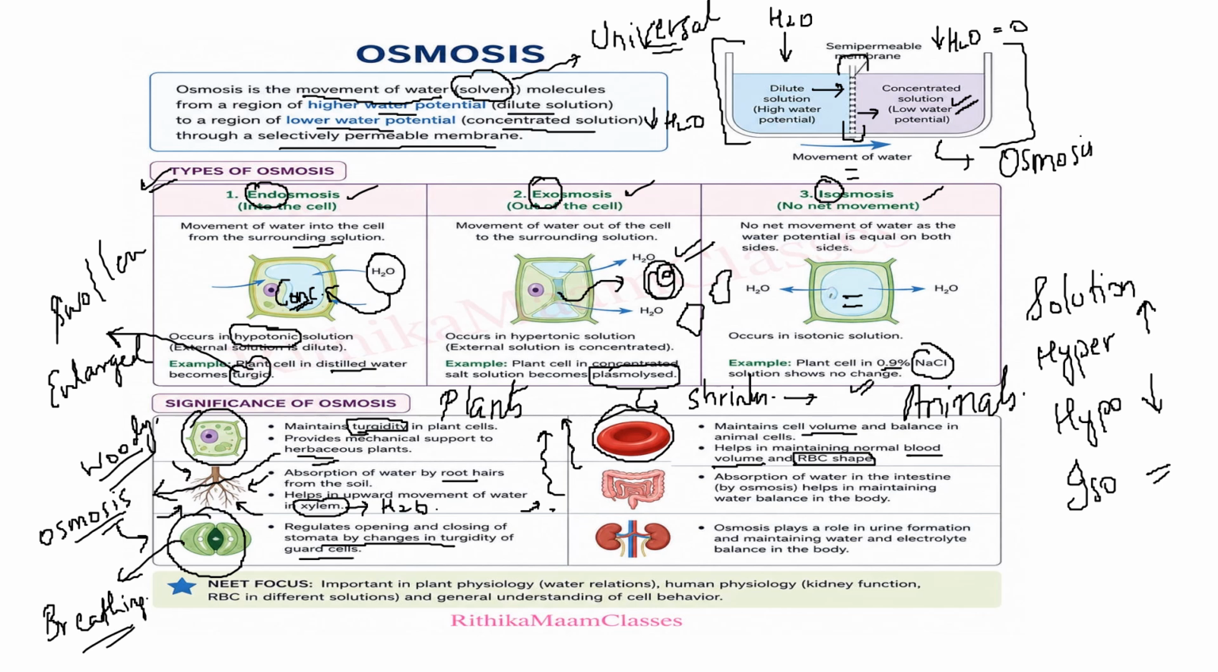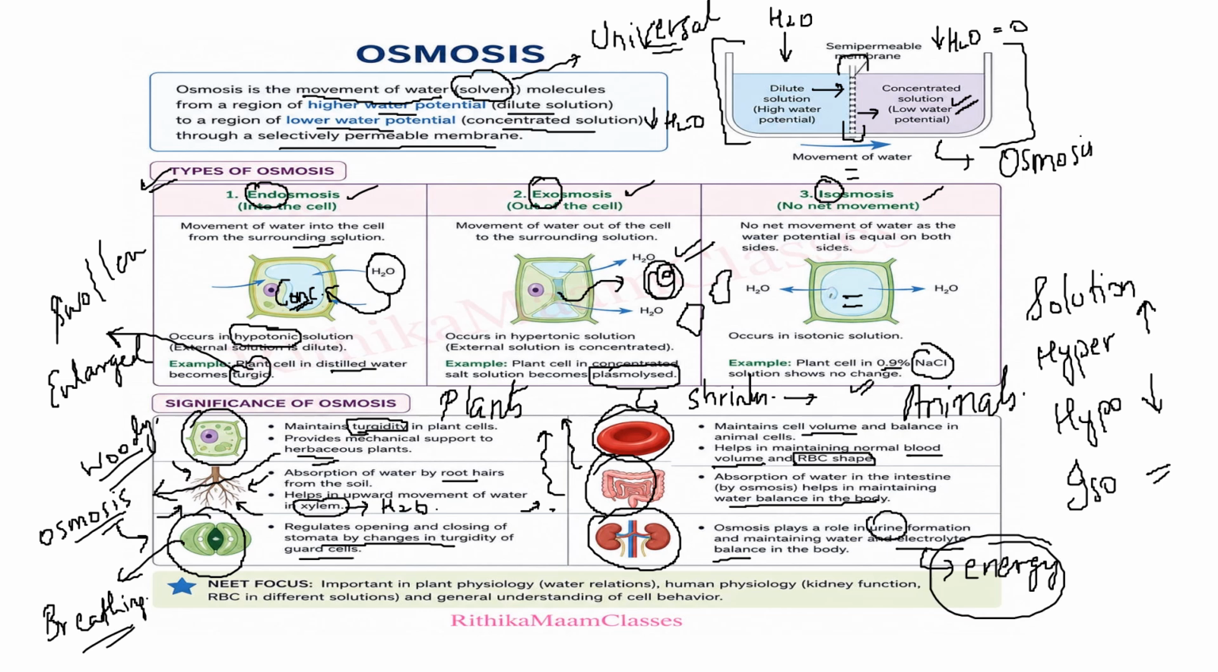Osmosis. Again, talking about the large intestine, we know that the large intestine absorbs water. So that absorption is also possible through osmosis, and this helps in maintaining the water balance in the body. When we're talking about absorption of water, how can we forget about kidneys and the excretory system? Osmosis plays a role in urine formation and maintaining water and electrolyte balance. Now, electrolyte balance is the mineral balance. This is also maintained by osmosis.